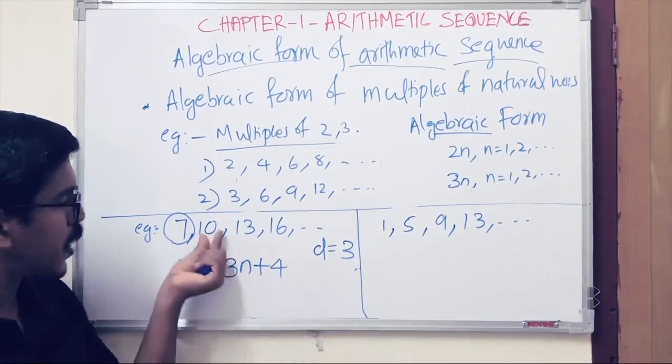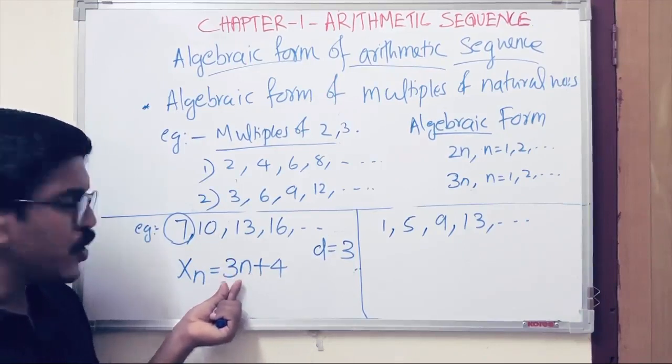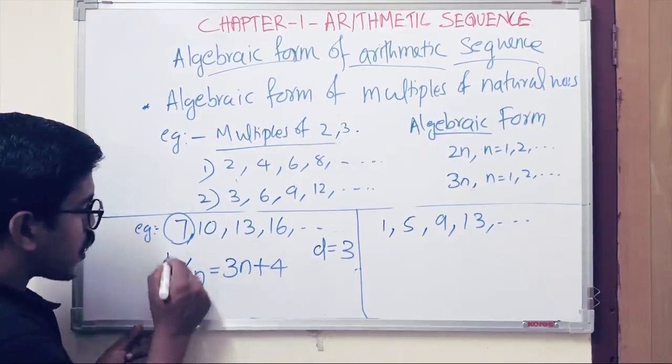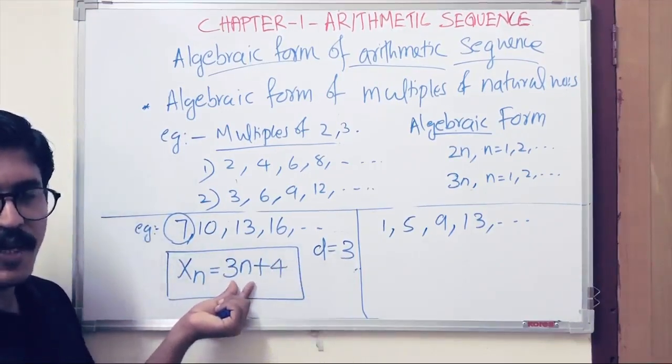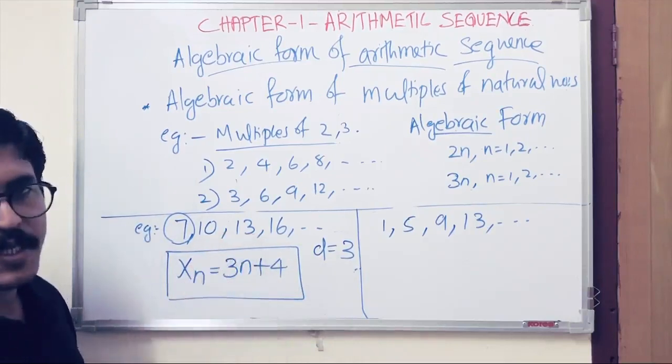6 plus 4, 10 will come. If you are putting n equal to 3, 3 into 3, 9 plus 4, 13 will come. In this way, we can construct all the terms from this particular algebraic form. So this is the algebraic form of this arithmetic sequence.